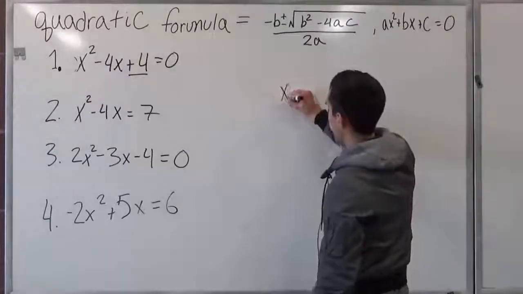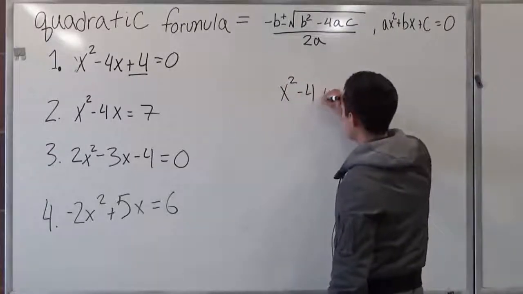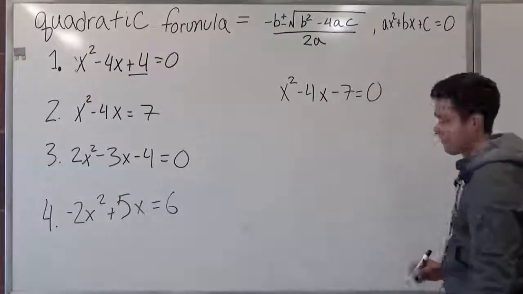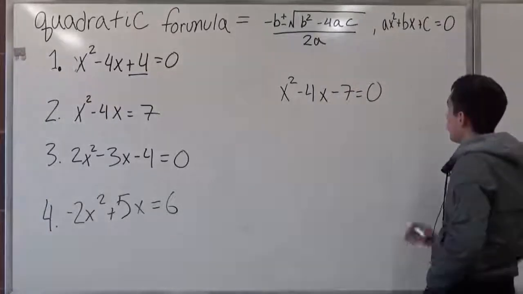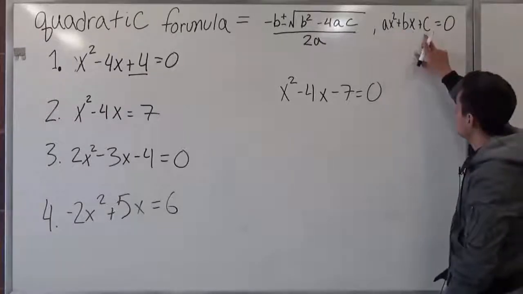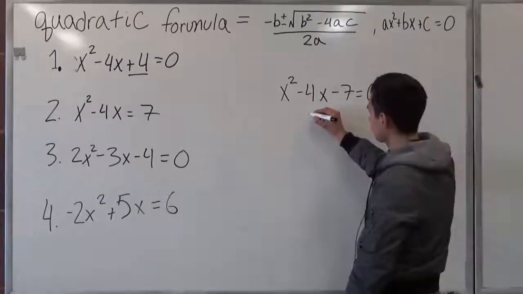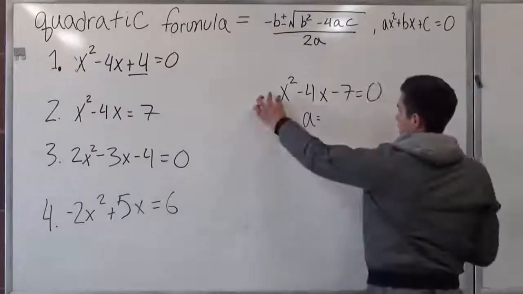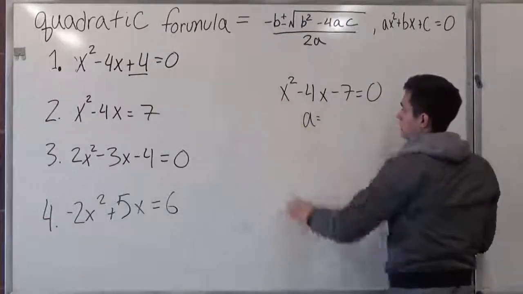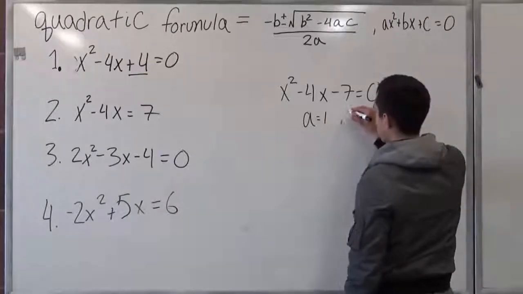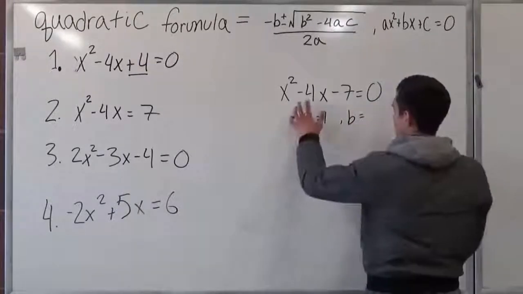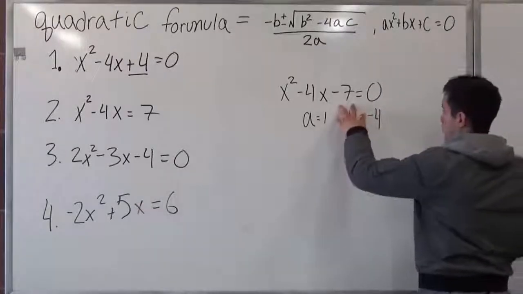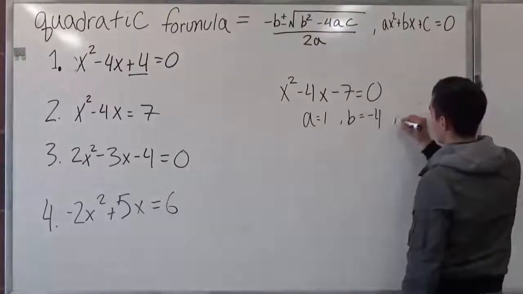So it's x squared minus 4x minus 7 is equal to 0. As we said earlier, we're trying to find these a, b, c terms. Our a, remember there's that imaginary 1 here when there's nothing. So a is 1, b is negative 4, and c is negative 7.